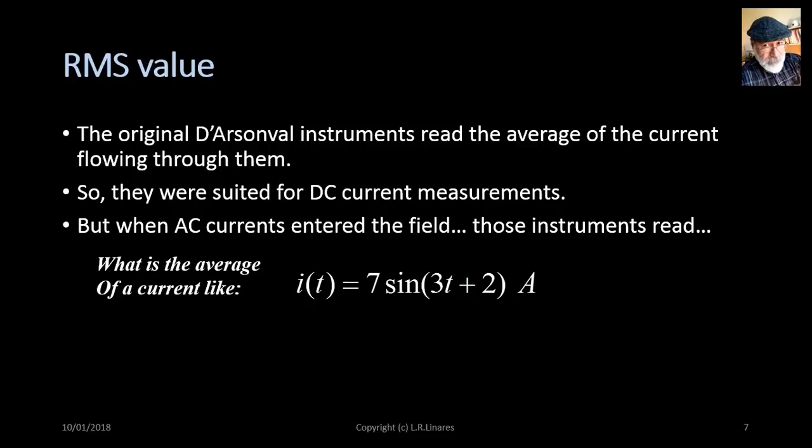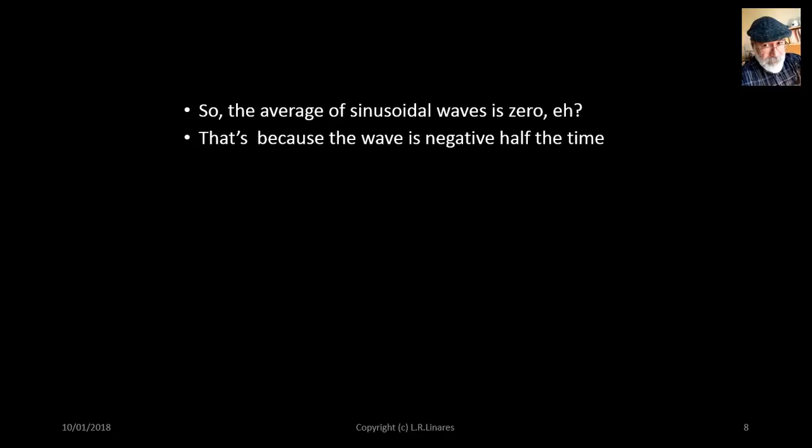A current like that. What is the average of a current like that? You know, 0. Those instruments were reading 0. Why? The average of a sinusoidal wave, voltage or current, is 0, right? And that is because they are negative half of the time. So someone said, if we square them before we average them, we get a non-zero average, right? Let's square them before we average.